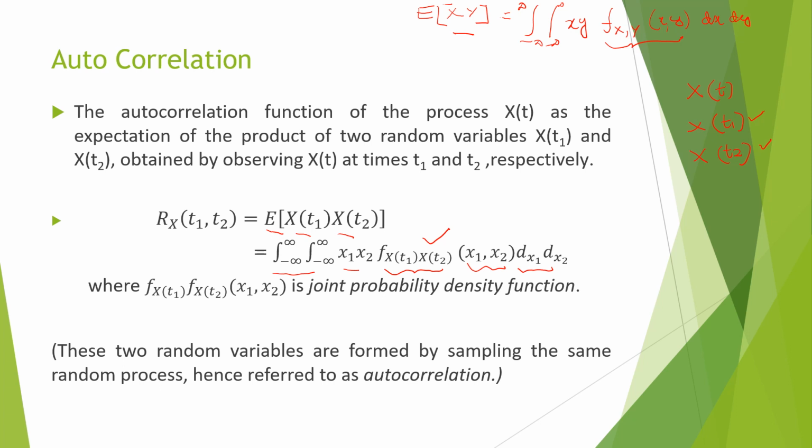So this particular function is known as the autocorrelation function, denoted as Rx t1 t2. R represents the autocorrelation function of random variable x between time t1 and t2. Why is it known as the autocorrelation function? Because we are getting these two random variables xt1 and xt2 from the same random process. That is why it is known as the autocorrelation function.